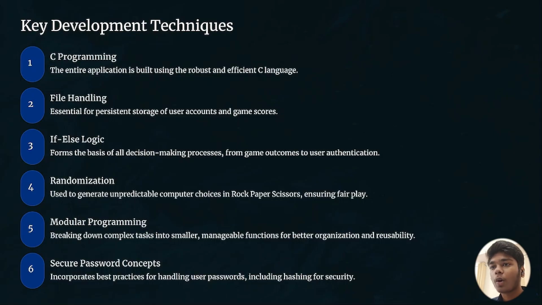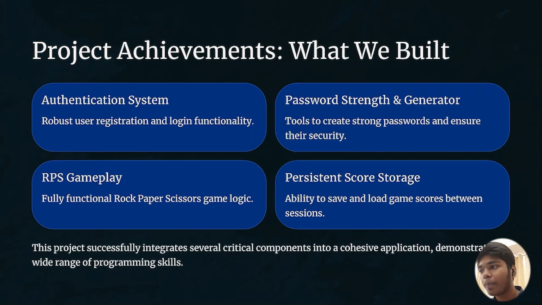Next, what our project achievements are, or what we have built up until now: a proper authentication system, robust user registration and login functionality. As my friends have already mentioned, password strength checking and a generator. Now the rock paper scissors gameplay as well as a persistent scoreboard, score storage. You will be storing the scores into separate files based on the username, so each user will have a separate file for his score.